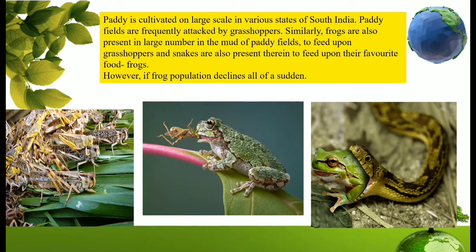Now this is a simple food chain that we have learned, how the grasshoppers are feeding onto the crops. The crops are the producers, right? We have learned that. Now the grasshoppers are eaten up by the frogs. The frogs are then eaten up by the snakes. Now, however, if frogs population decline all of a sudden, suppose इसमें से कोई एक चीज खत्म हो जाती है जैसे कि frogs, तो what will happen?